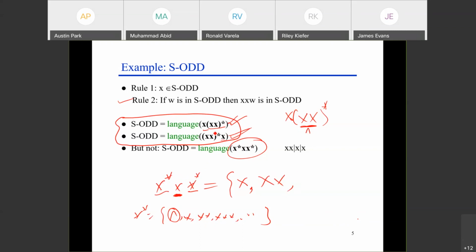It should be odd. So this is the reason that x star x x star is not the regular expression of the odd language, because it is possible to get 2x here. It is possible to get 4x from here. That's why it is not equal to this thing. Make sense?